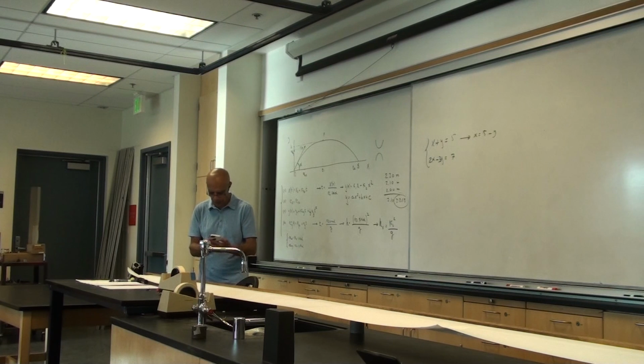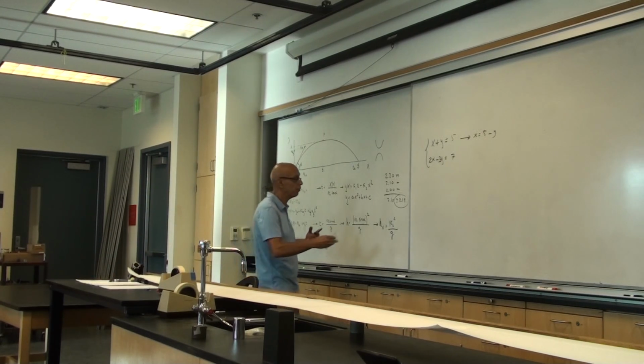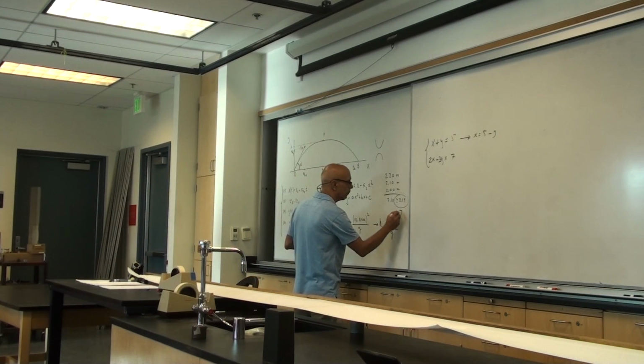Cell phones are wonderful, you know? So it's 0.15 divided by 0.1. So that's about 7%. 7% error, okay?